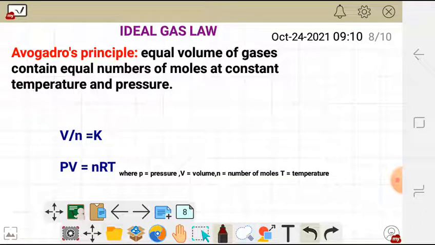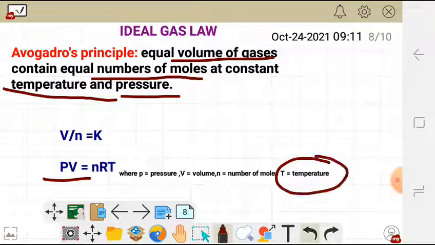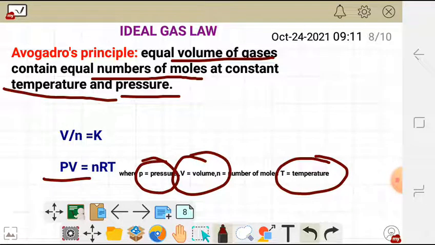Then we also have what we call ideal gas laws. Under ideal gas laws, we have Avogadro's principle, which says equal volumes of gases contain an equal number of moles at constant temperature and pressure, given by the formula PV is equal to nRT, where P is pressure, V is volume, n is the number of moles, and T is temperature.